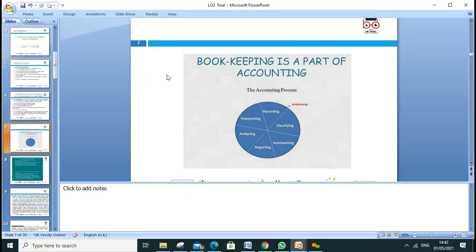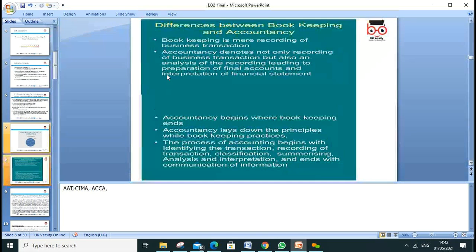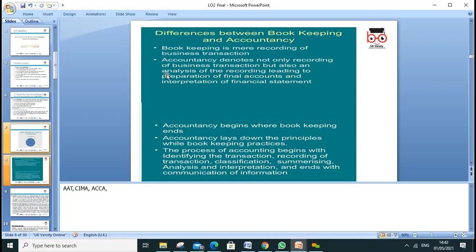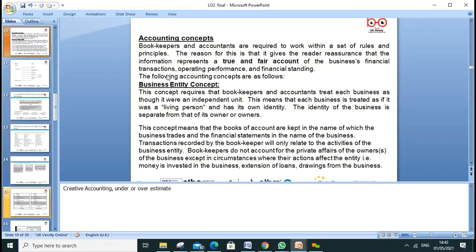No. Okay, then bookkeeping, part of accounting. So accounting is recording, classifying, summarizing, reporting, analyzing, and interpreting. But bookkeeping is a part of accounts as well. When bookkeeping is finished, final accounts basically start. Bookkeeping is the recording of the business transaction. That's more about recording the transaction. Then interpreting, making the decision, and putting it in the right account, that's all about the accountant's role.